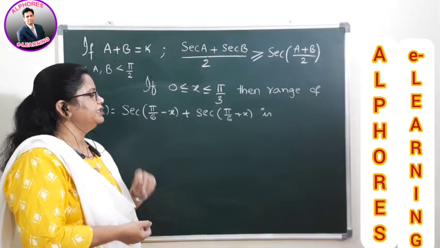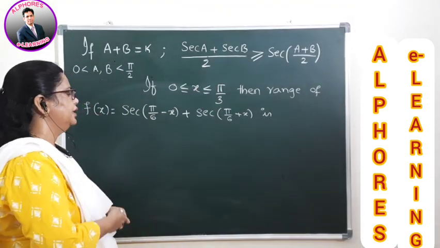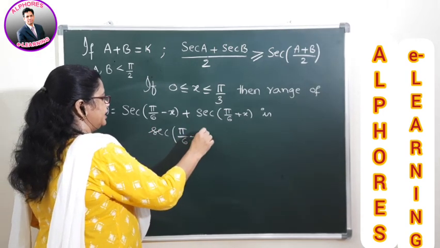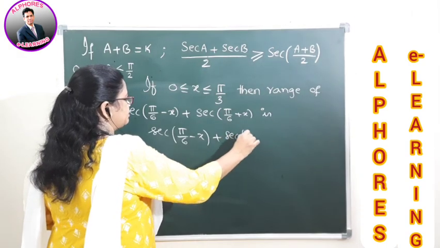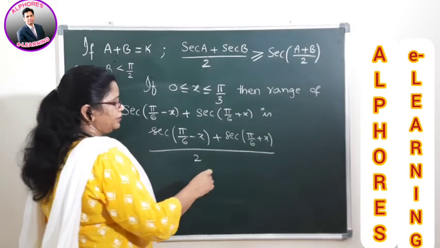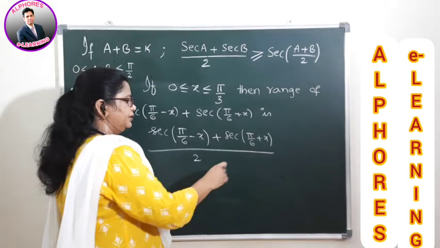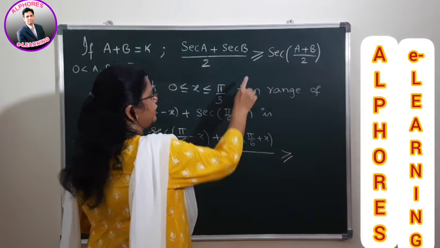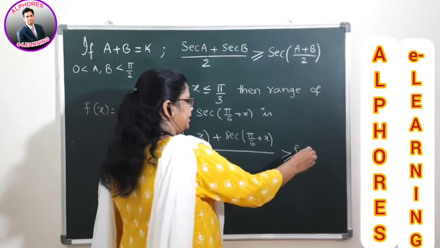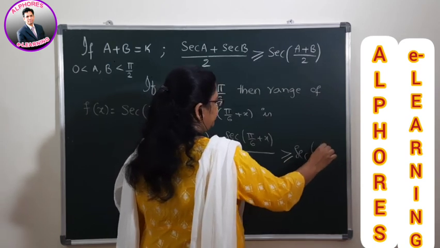Once the sum of angles is constant in this way, then we can make use of this kind of formula here. That implies sec(π/6 − x), and this is our A, and this is sec(π/6 + x), the angle is here π/6 + x, that is angle B. And now here, greater than or equal to, how much can we write? If I use this formula, sec of the sum of these angles, it is π/6 plus π/6. So you will get how much here?